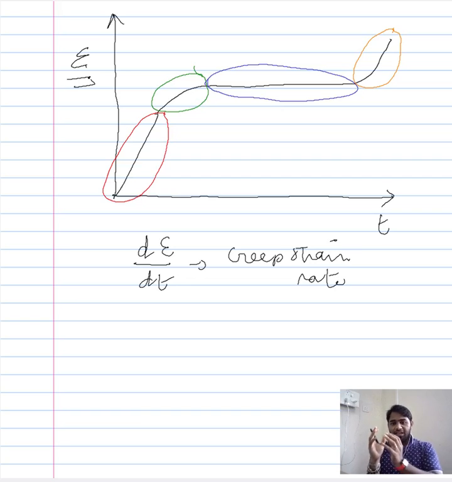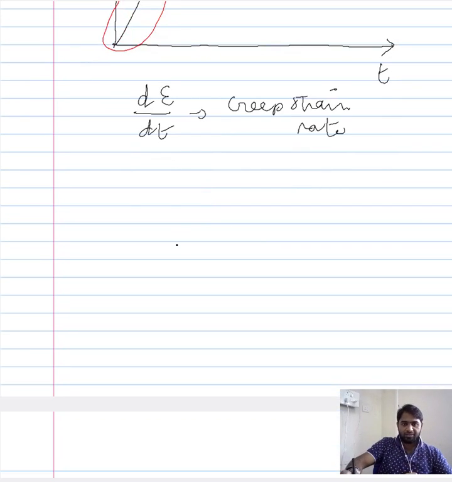And finally, in the tertiary stage of the creep, there is a sudden increase in the slope. The creep strain rate suddenly increases. It is an accelerating creep, and that's why we refer to it as the accelerating creep. Now let us try to graphically represent how it looks like.